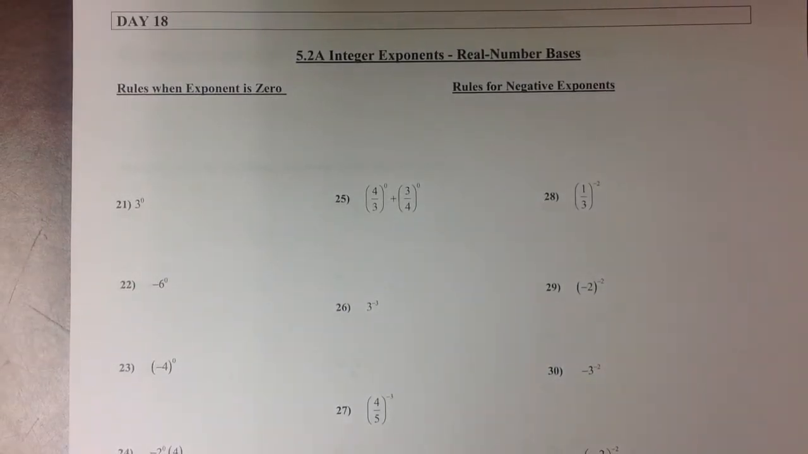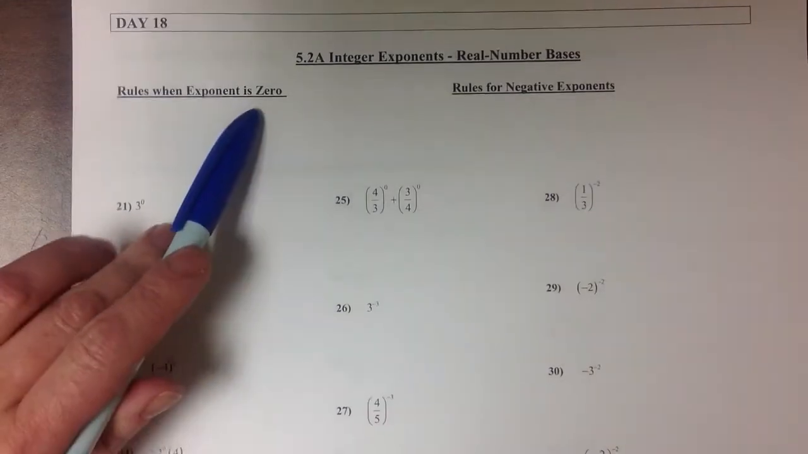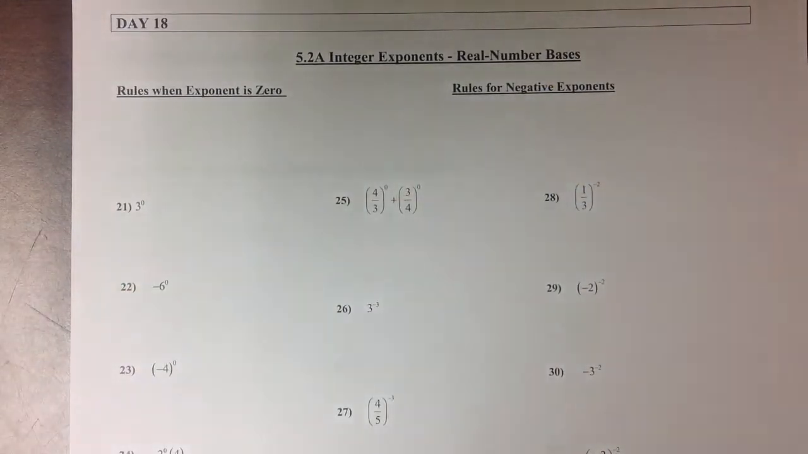On day 17, we looked at all the different cases with positive exponents, where our exponent was 1 or larger. So what happens if we have an exponent of 0 or an exponent that's negative? Those are the problems that we're going to explore today. So a couple of rules first.